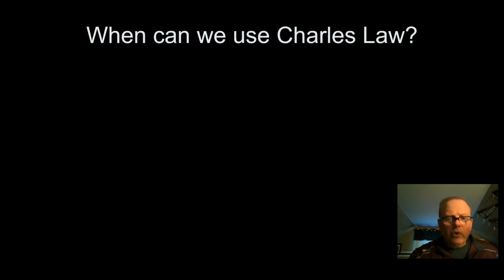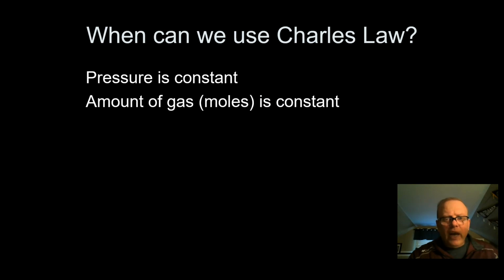Okay, when can we use Charles' law? Charles' law is useful when pressure is constant and the amount of gas in moles is constant. So we have to have a constant pressure. We can't be changing it at all. So atmospheric pressure, Charles' law things tend to take place at atmospheric pressure. And the amount of gas can't change. We can't be adding or subtracting the amount of gas that we're putting in there.